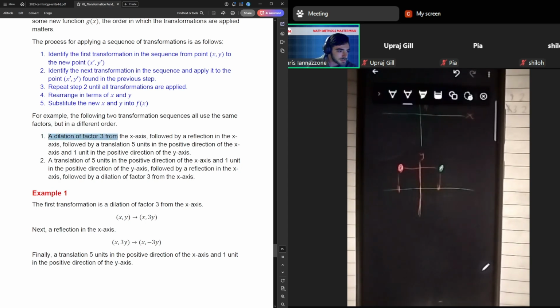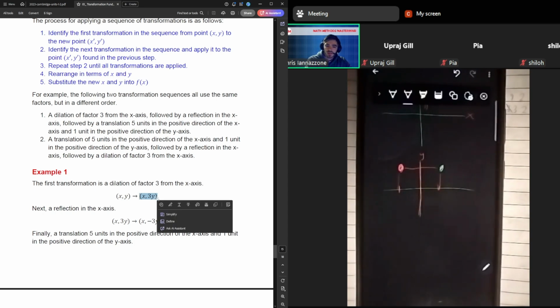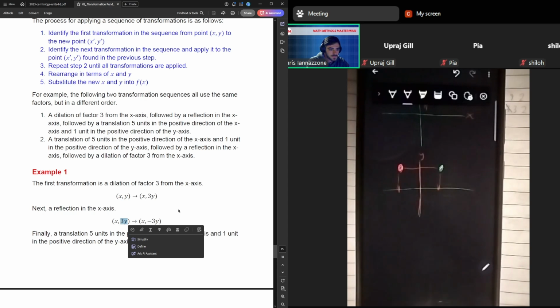So in the first example, we had a dilation of factor 3 from the x. Reminder, from the x means it affects the y, so it multiplies the y. Next up was a reflection in the x. So once again, the y variable is going to get the negative. Now, when you think with a sequence of transformations, you pretty much just leave off and start the next one where you left off. So we left off with x and 3y, and so when we put our negative on there, it's going to go on this entire spot here, the 3y spot.